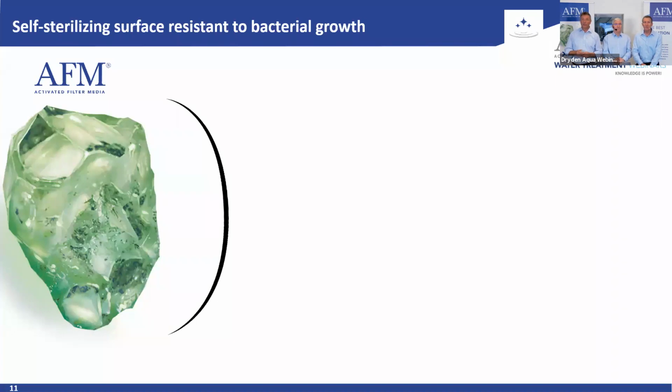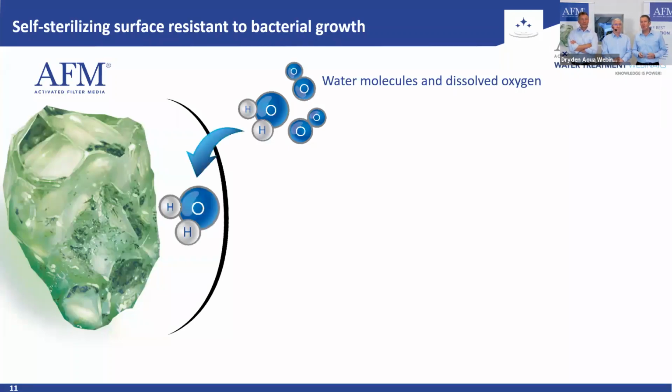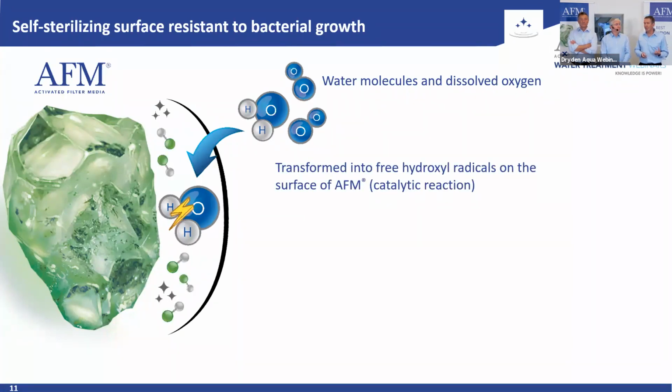And the best that you can have is our AFM. So how does the bioresistance of AFM work? What happens is a catalytic surface reaction on the surface of the grain, where the smallest amounts of dissolved oxygen will react with metal oxides that are in and on the surface of the AFM grain to form free radicals. These free radicals have a very high oxidation potential, and they will oxidize bacteria that are trying to attach onto the glass. So if bacteria cannot attach, you don't have the formation of biofilm as the result.